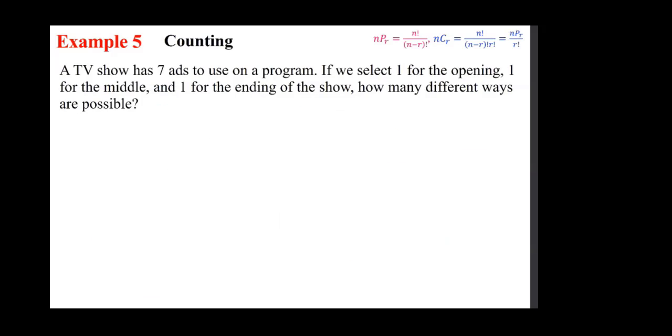A TV show has 7 ads to use on a program. If we select 1 for the opening, 1 for the middle, and 1 for the ending of the show, how many different ways are possible? The very first thing to answer this question is: does order matter? You have to realize order is important simply because of the way they have told us: one for the opening, one for the middle, and one for the ending. Where we use each ad makes a difference. Do we use a specific ad for the opening or for the ending or for somewhere in the middle? That's why order is important. So you've got to ask yourself, is order important or not?